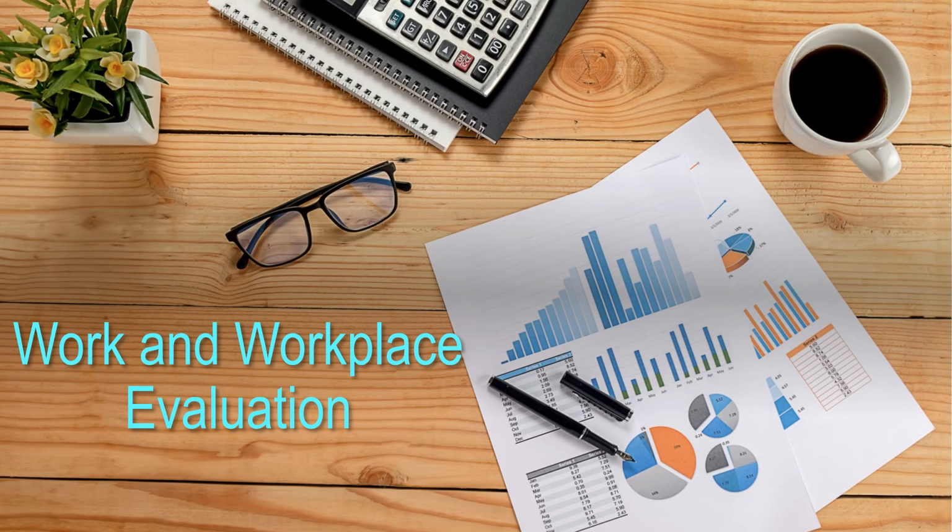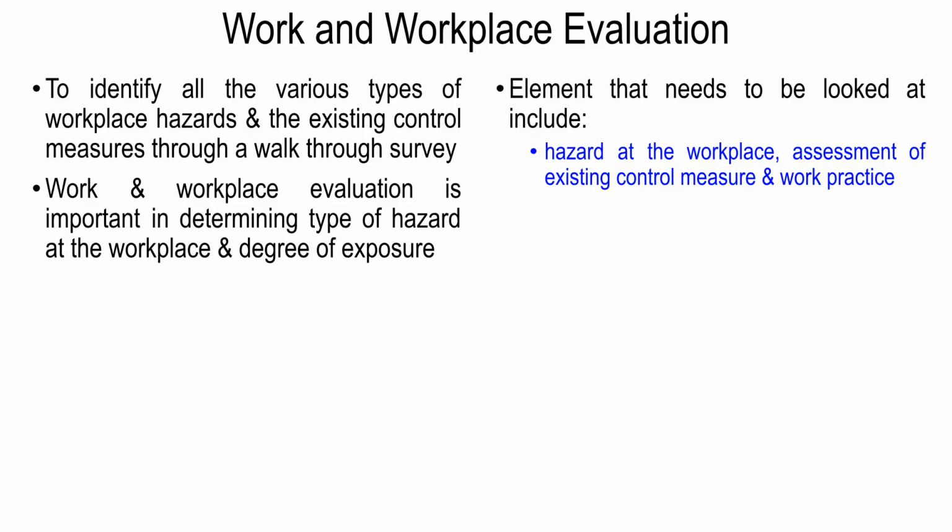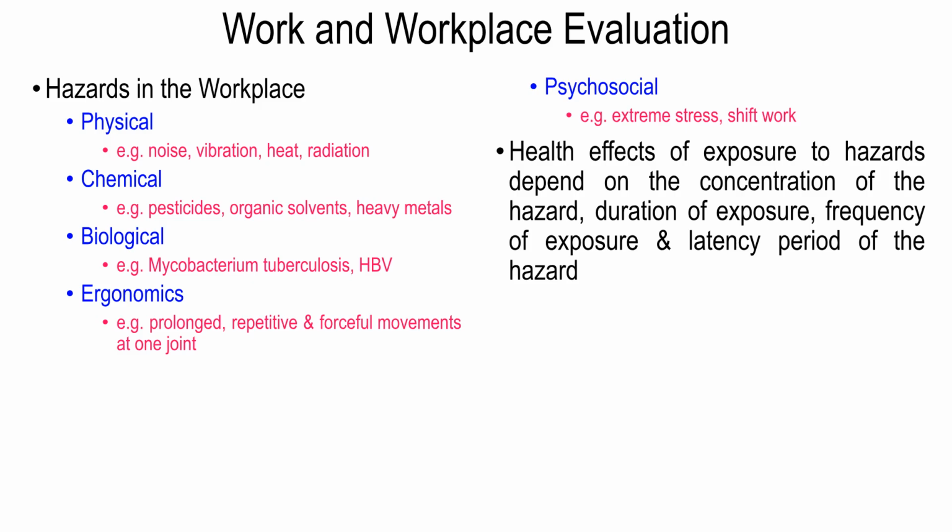Next, we will discuss the work and workplace evaluation, which is key to understanding the context of potential occupational diseases. Workplace evaluation identifies hazards and existing control measures through walkthrough surveys. This determines the type of hazard and the degree of exposure. Workplace hazards include physical, chemical, biological, ergonomic, and psychosocial factors. Health effects depend on the concentration, duration, frequency, and latency period of the hazard.